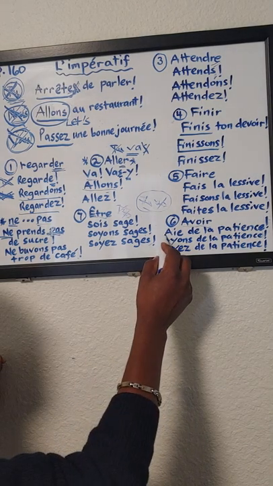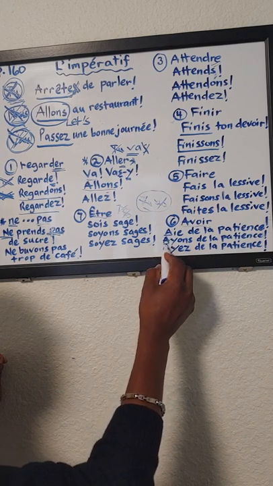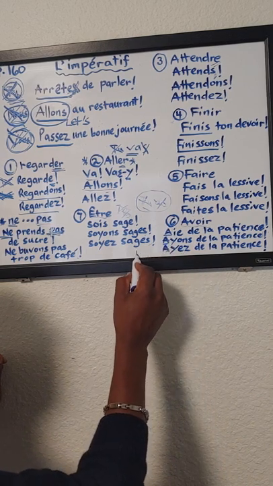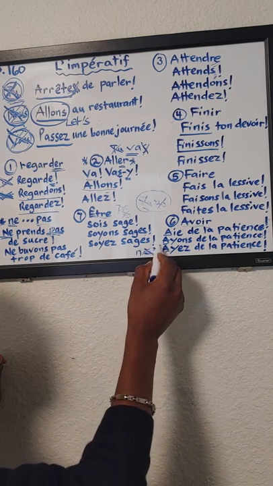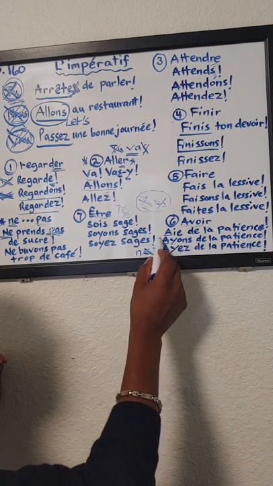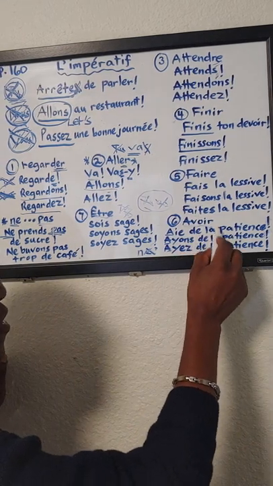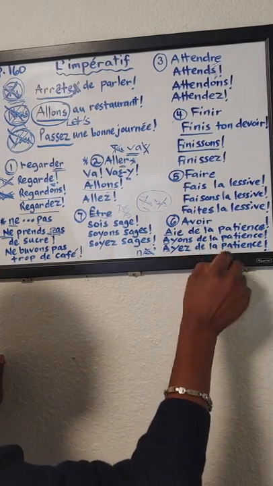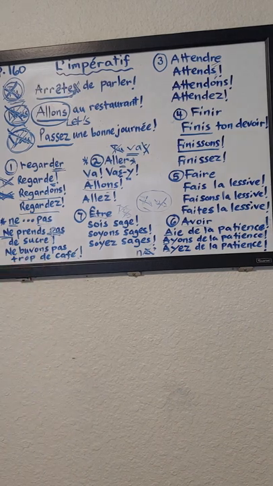Here you see that there is a vowel. There is a vowel here, there is a vowel here. So the ne, right, the e will be dropped and then you put your apostrophe in front of these, followed by pas. So n'aie pas de patience. You see, this will go away in the negation. Right? Très bien. Ne prends pas de sucre. Don't eat sugar. Don't take sugar.